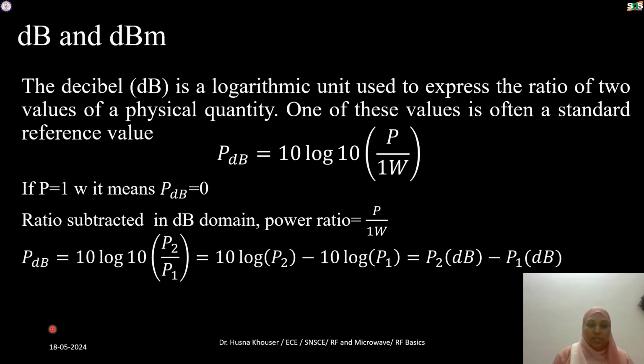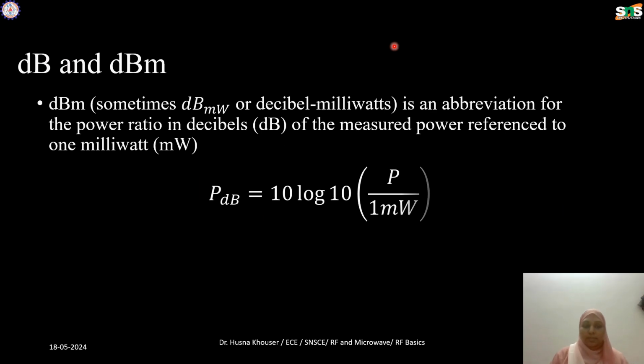As I have already said, we have to measure between these two power levels. Here you can see the power in dB is 10 log of P2 by P1, where P2 and P1 are the power and the standard reference level. This is the standard formula we use to calculate the power level in terms of dB. Next is the dBm.